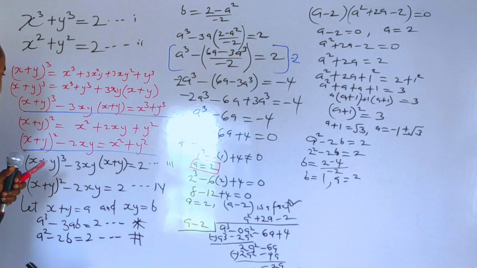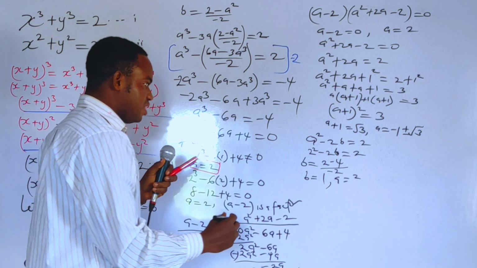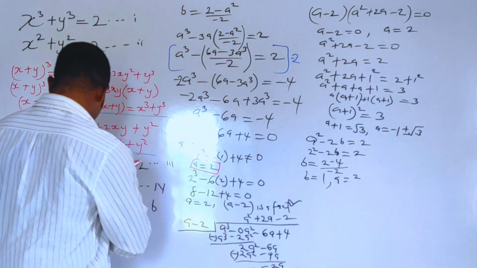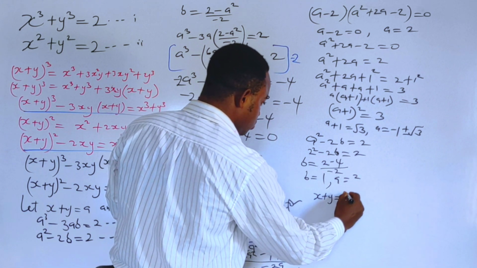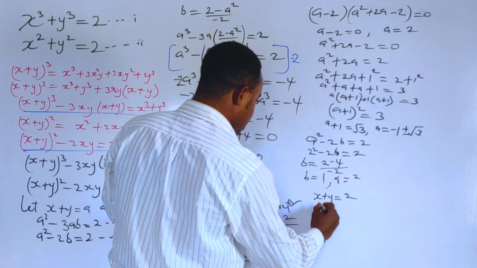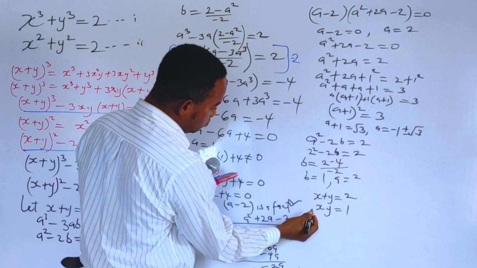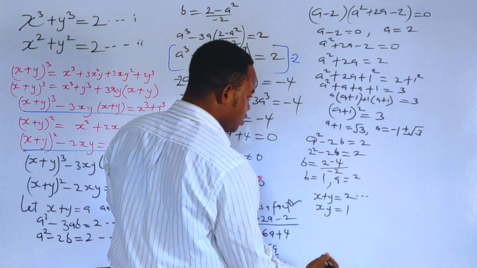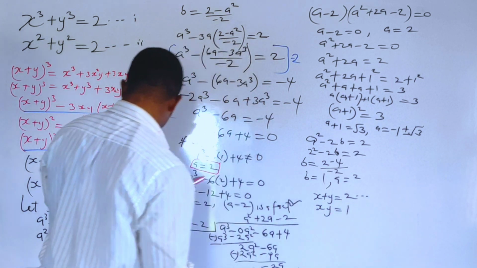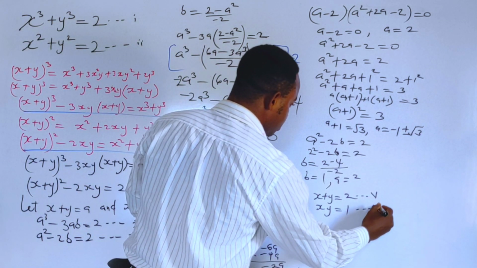So it's time we go back to where we set x plus y equals a and xy equals b. So we obtain another system of equations. And now we have x plus y equals a, which is 2, and xy equals b, which is 1. From here, let us find x first. Let me call this one, what do we call it here? Okay, we have not given it a name. Let us call it 5, and let us call this 6.